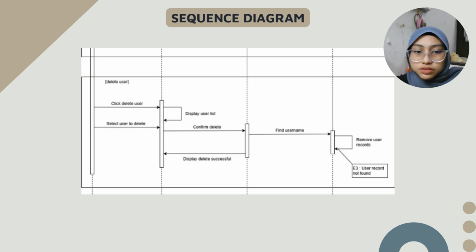Next, for delete user, the admin will click delete user. The page will display the user list, and the admin will choose which user to delete, and the page will send to the controller to confirm the delete. And through the record, it will find the username, and if found, it will remove the user record. And then if successful, it will send back to the page that the delete is successful. An error that can happen here is when the user record is not found.